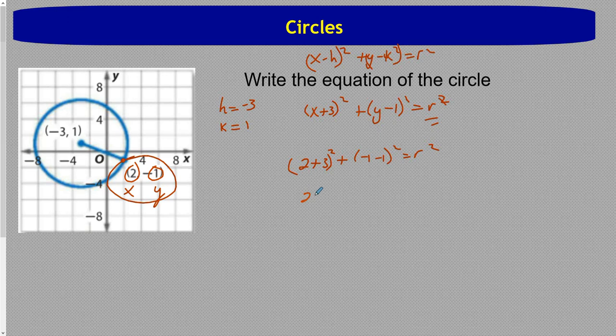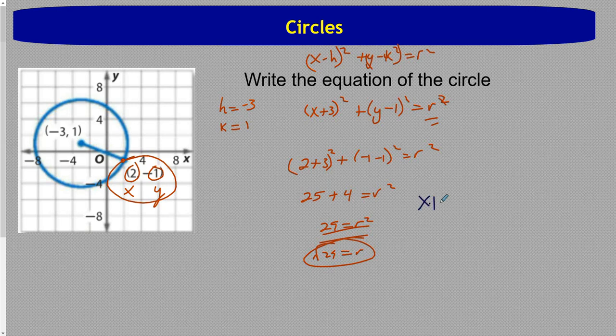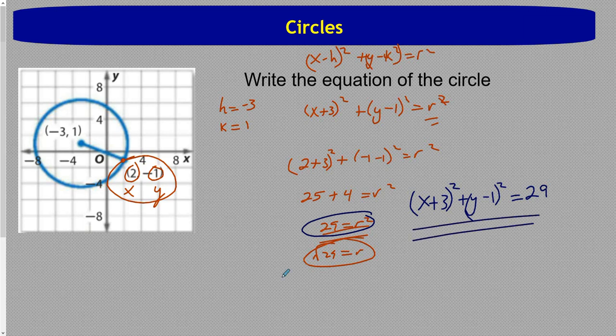It's going to be 5 squared, or 25. That's -2 squared, which is 4, equals r squared. So 29 equals r squared. So the square root of 29 would be r. I don't actually need r, though. R squared is what I want, because I want to put it into my equation. So to finish the equation, x plus 3 quantity squared plus y minus 1 quantity squared is equal to 29. Not 29 squared, because 29 is r squared. And there's the equation of that circle.